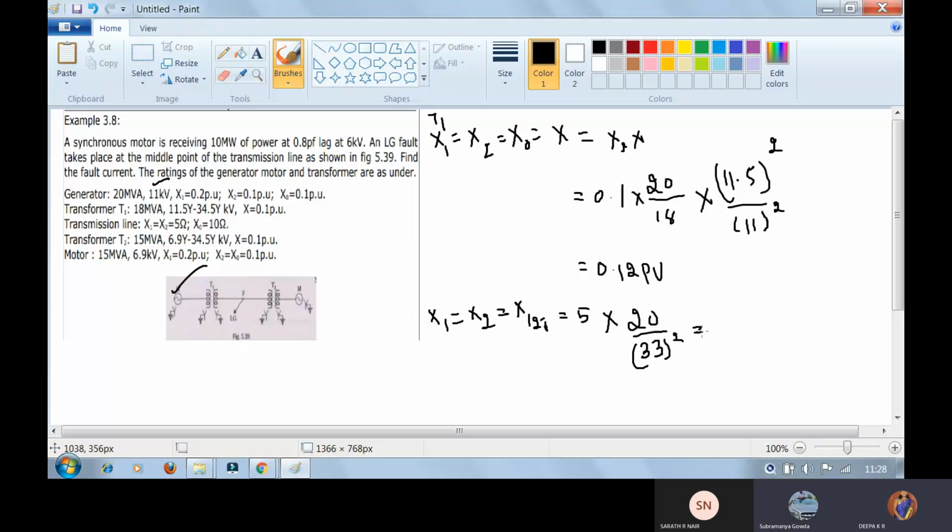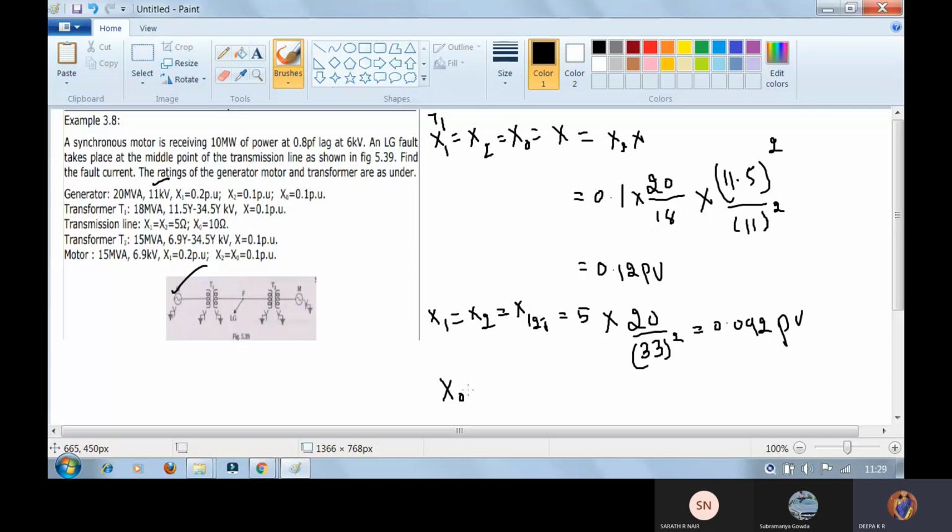0.091, ma'am. 91 or 92? 0.0918, it's a round figure, so you can make it 0.092. So I'll write it as 0.092 per unit. Okay, we calculated for positive and negative sequence, but zero sequence is left out.